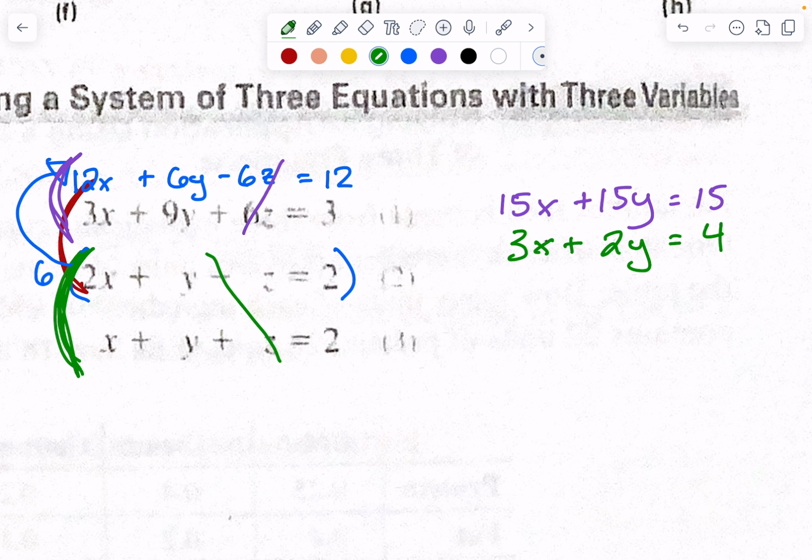So now we're adding just these two equations together. So 2x and x makes 3x. y and y makes 2y. The z's are gone, equals 4.